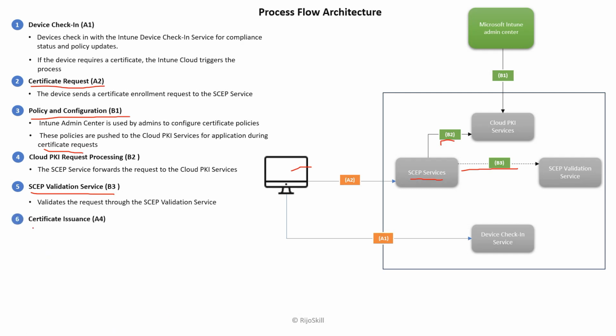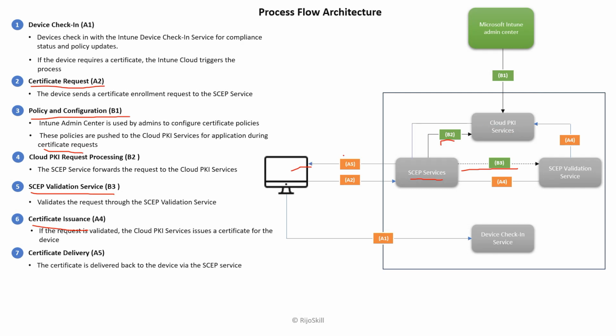Next is the certificate issuance. After the validation is passed, the cloud PKI service issues the certificate. Once the request is validated, the cloud PKI service issues the certificate for the device. After the cloud PKI issues the certificate, it will be delivered to the devices, so the certificate is delivered back to the devices through the SCEP service.